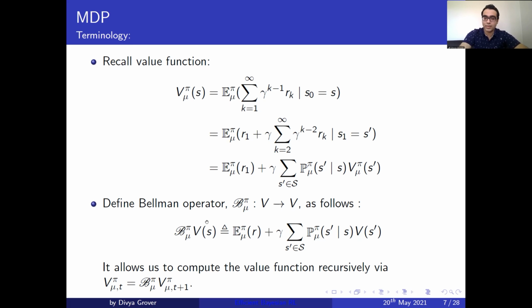So essentially, B pi mu is the Bellman operator for a fixed policy and a fixed MDP, which takes the value function at time t plus 1 and plugs that into the right hand side of the equation, and gives you the value function at time t. Essentially this line over here at the bottom left. So the value function of a particular policy and mu at time t is calculated by applying the Bellman operator on the future value functions. And this is the way you can calculate the value function in an MDP.